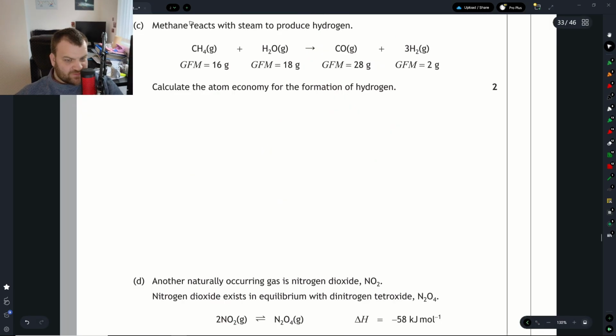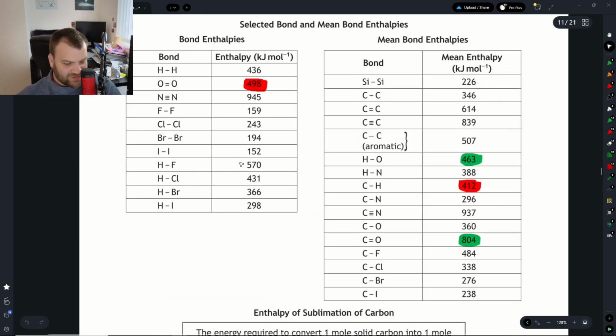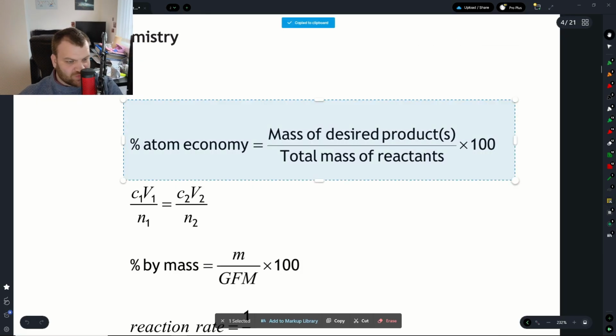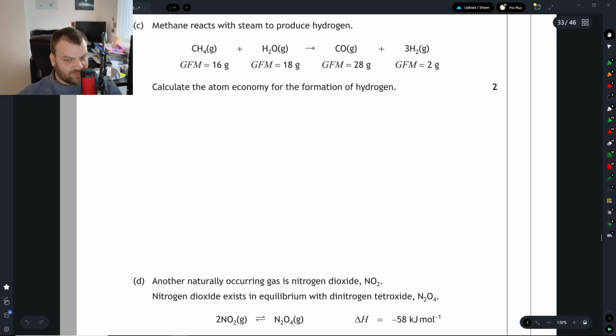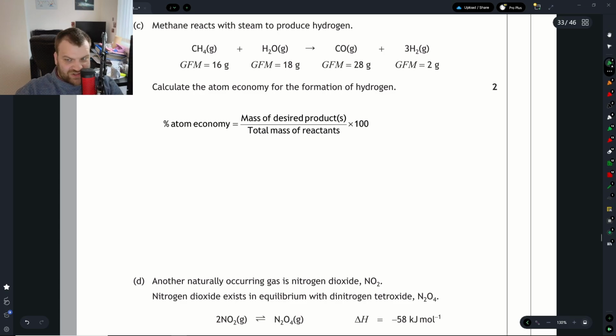Next question wants us to work out the atom economy of this reaction. We go to the data booklet. Here we're told percentage atom economy equals the mass of desired product divided by the total mass of reactants. Our desired product is hydrogen, which is over here. Key to these questions, you must take into account any balancing numbers that there are.